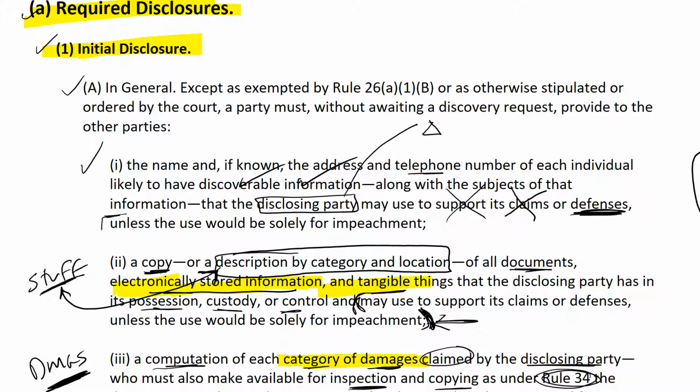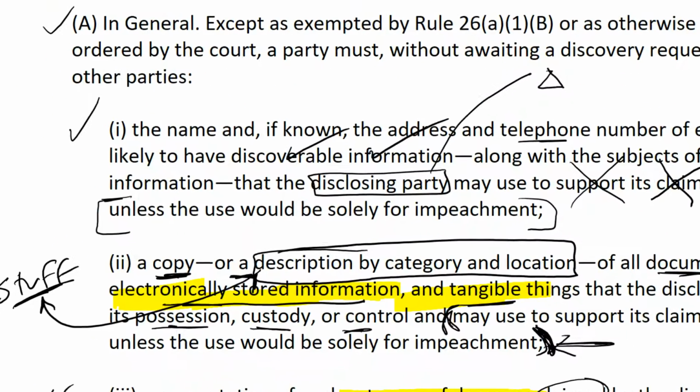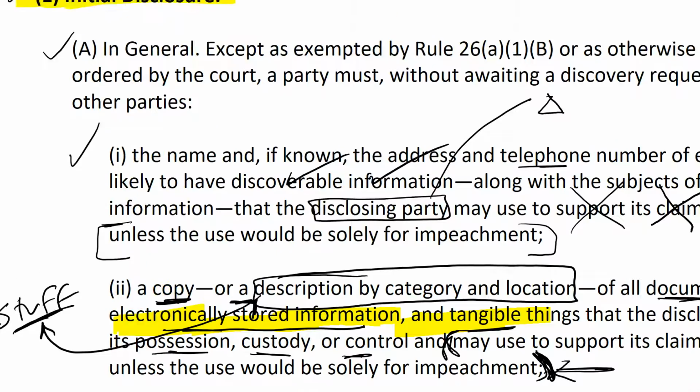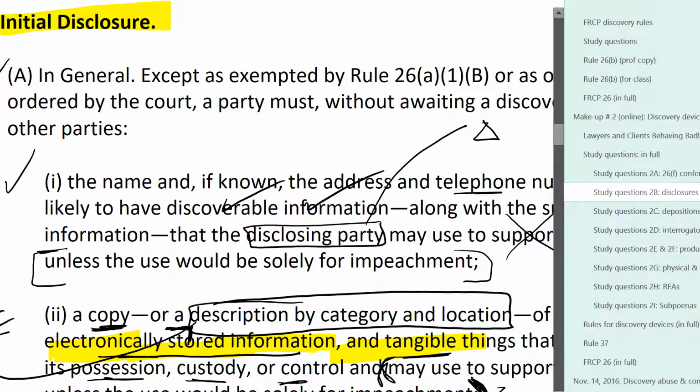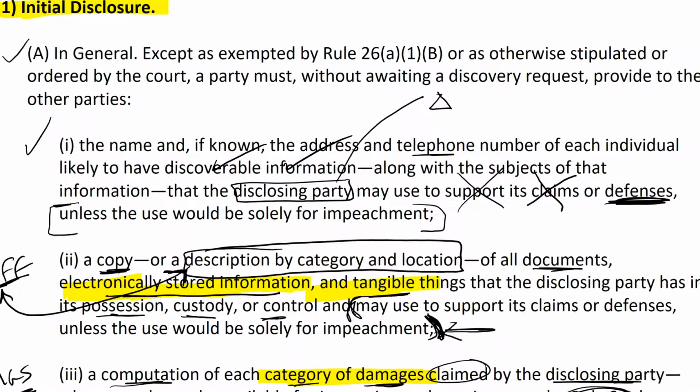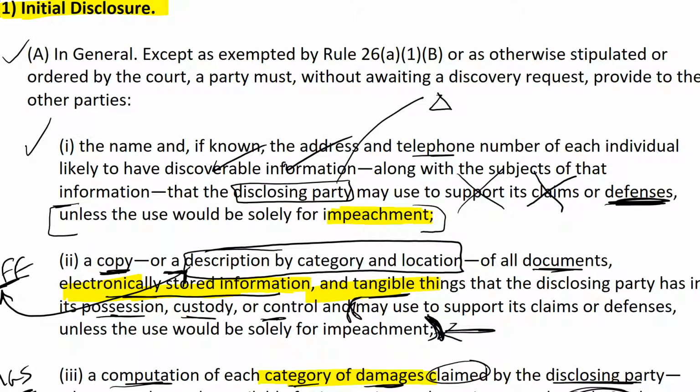Now, I know what you're thinking. What about this? Unless the use would be solely for impeachment. So let me note that briefly and we'll get it out of the way. All right. Impeachment is not like when you kick the president out of his or her job, okay? Or you fire an associate or Chief Justice of the Supreme Court. It's not what impeachment means.